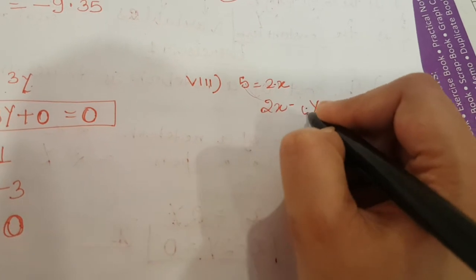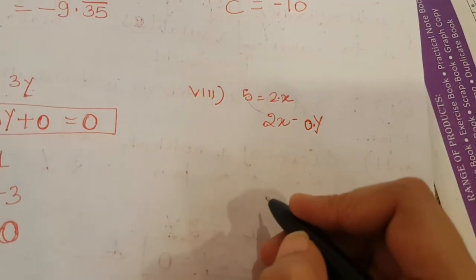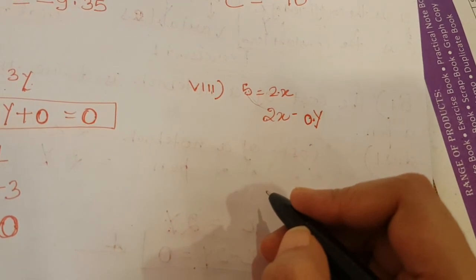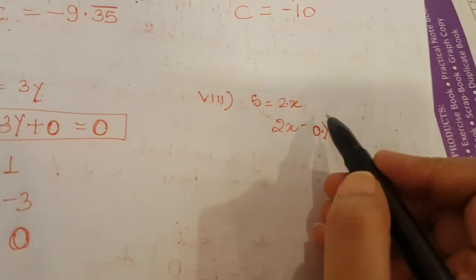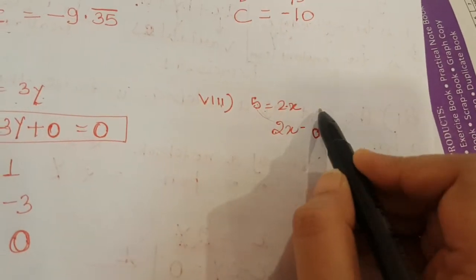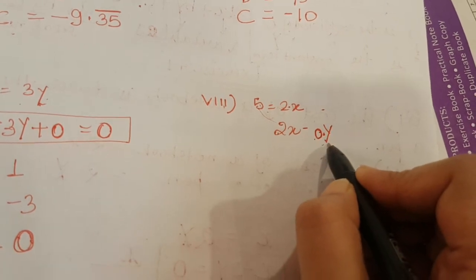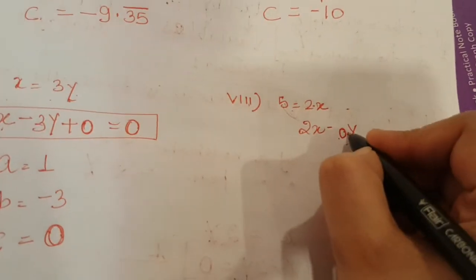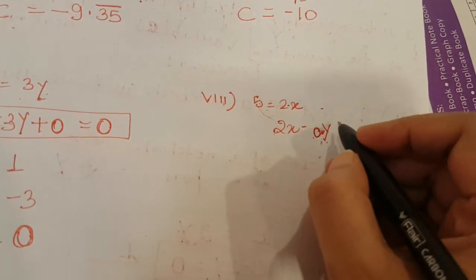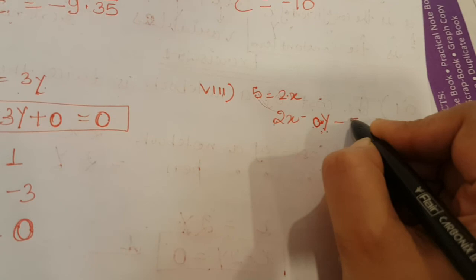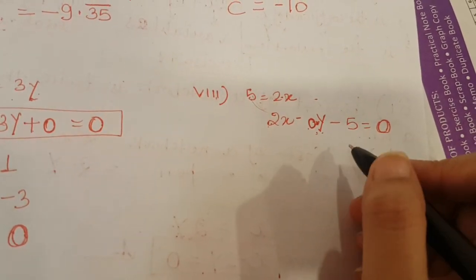It means coefficient of y must be 0. What is the coefficient of y? 0. Because 0 into y is 0, that's why the y term is not written, its place is empty. That's why it is 0 into y. It's not 0.y, it's 0 into y. Fine. So 2x minus 0 into y minus 5 equal to 0. This is the standard form of this equation.